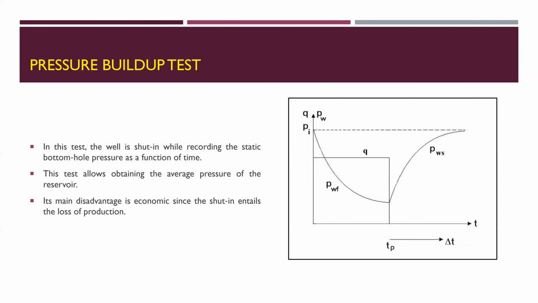For the second one, the build-up test, it means the well was initially producing at rate Q. After that, shut the well in. Instead of producing at rate Q, the Q now becomes 0. The pressure will build up. The downhole gauge will record everything. And this pressure response, we consider it for the analysis.